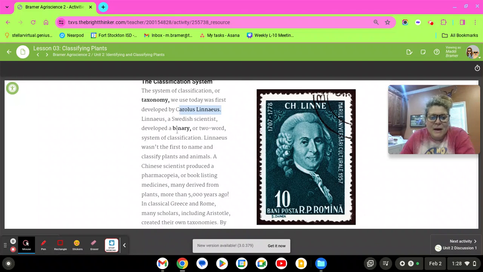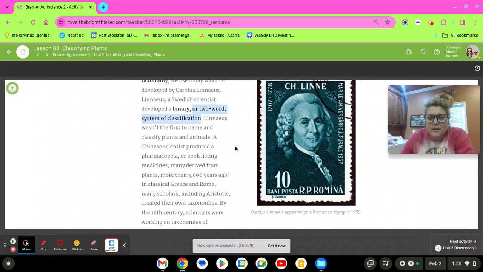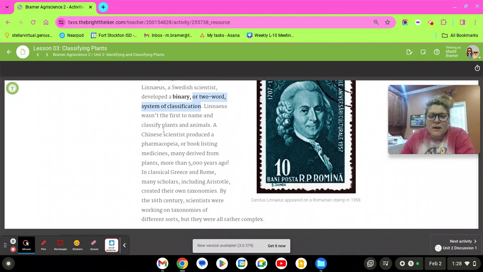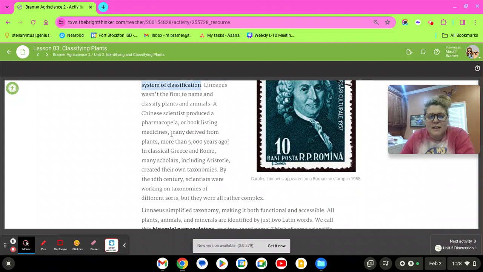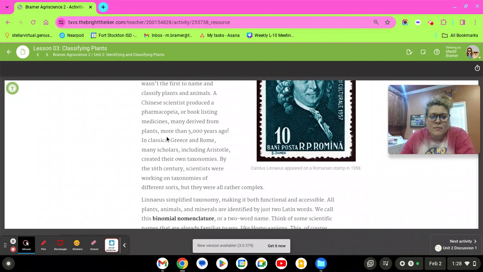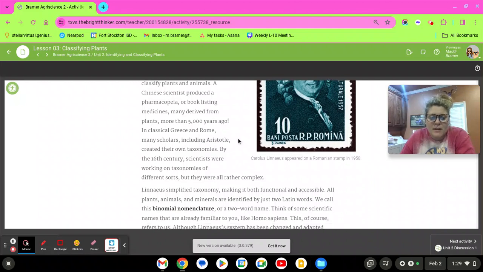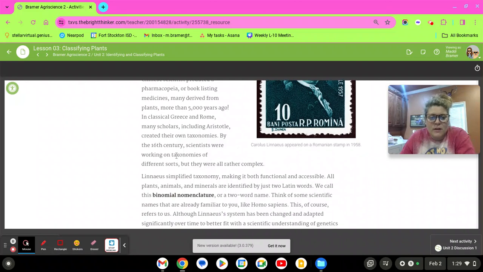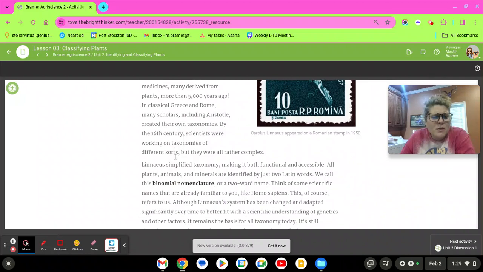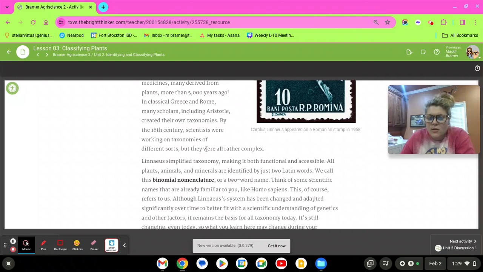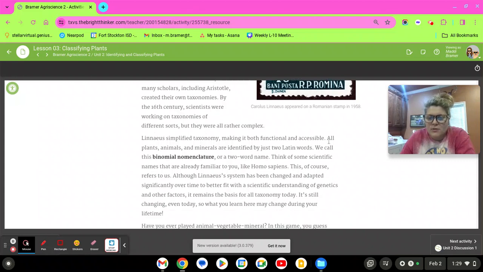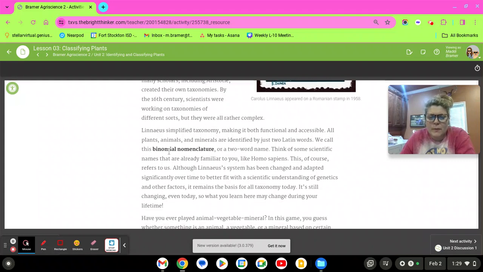Linnaeus developed binary, which bi means two, so a two-word system of classification. He wasn't the first to name and classify plants and animals. There was actually a Chinese scientist that produced a book listing medicines, many derived from plants, more than 5,000 years ago. In classic Greece and Rome, they were doing it as well, including Aristotle. So people have been naming plants for a while and doing some form of taxonomy. He's just kind of the one that simplified it. He made it functional and accessible.